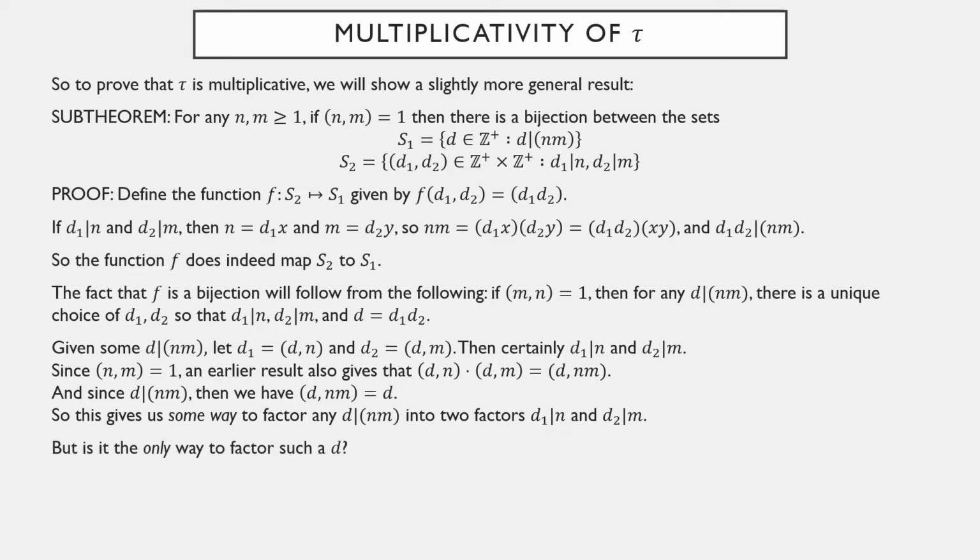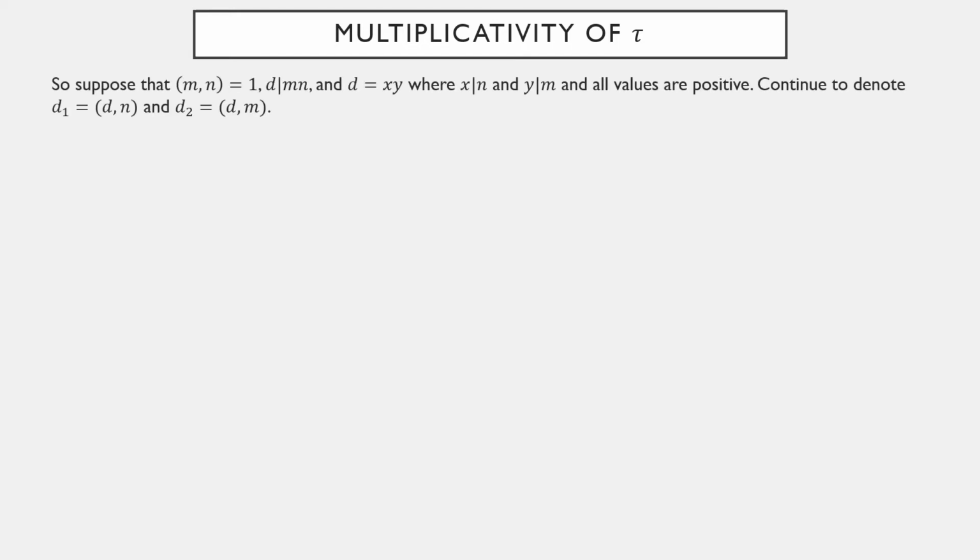which means it can be done at least one way. It doesn't necessarily show that that's the only way. In other words, we have shown that this function here is surjective. Every factor of nm can be split up in at least one way as a product, a factor of n times a factor of m. We haven't shown that it's injective, that there's only one such way to factor d. So let's try to show that that factoring is unique.